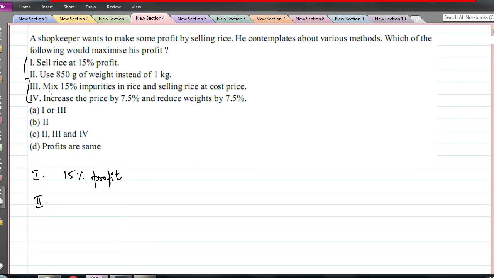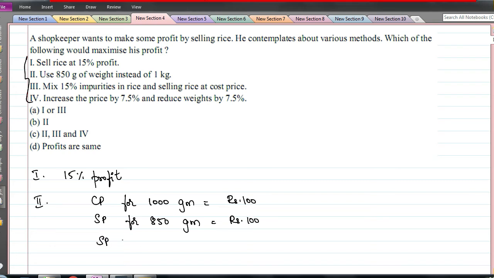Use 850 gram of weight instead of 1 kg. It means he is not making any additional profit, but he is using lesser weight. It means cost price for 1000 grams is 100 rupees, whereas selling price for 850 grams itself he is making 100 rupees. Now let us find out what is the selling price for 1000 grams.